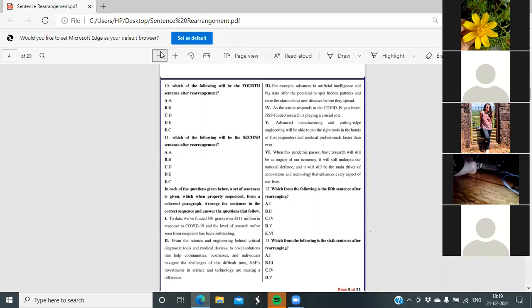Then, for example, advances in artificial intelligence, that is AI, and big data offer the potential to spot hidden patterns and raise the alarm about new disease before they spread. Okay. Then, advanced manufacturing and cutting edge. So we have already spoken about artificial intelligence. Then we are explaining about that. And then lastly, we'll be speaking about when this pandemic passes, basic research will still be an engine of our economy.